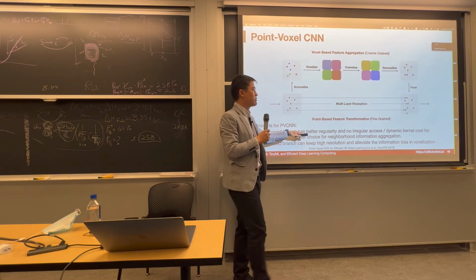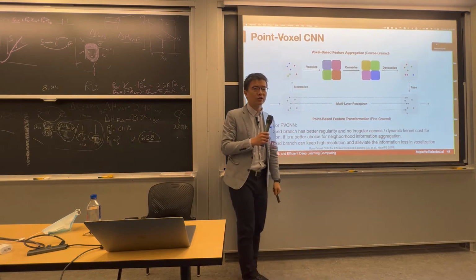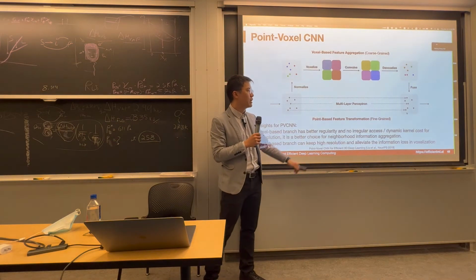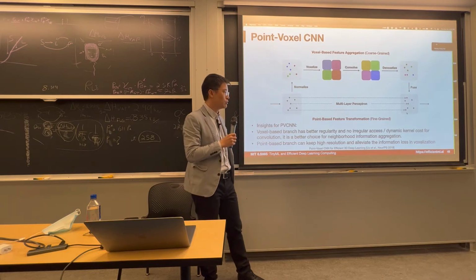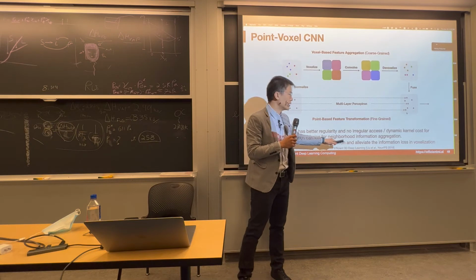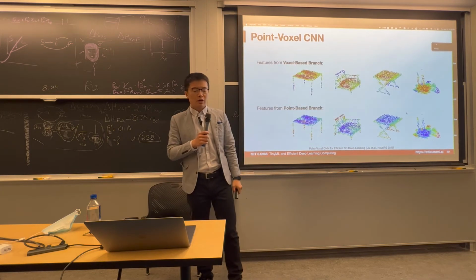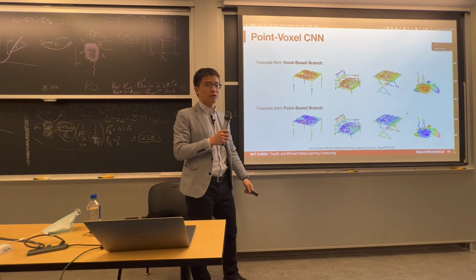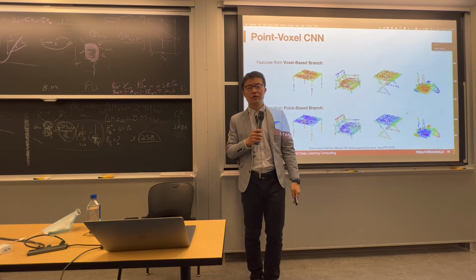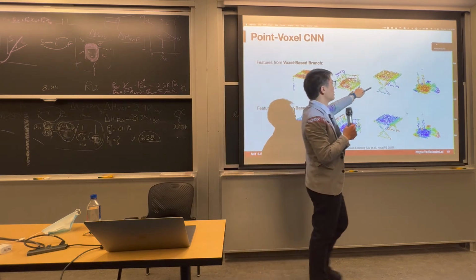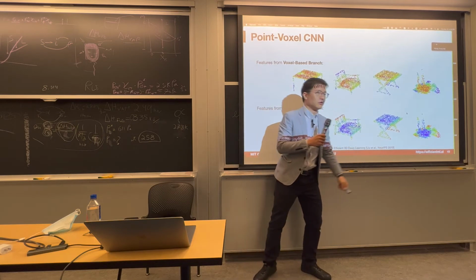The voxel branch has better regularity since it is dense with no irregular access. We don't have to generate these dynamic kernels. It's a better choice for neighborhood information aggregation since it is regular. But the point-based branch can keep very high resolution, since it is only representing those non-zero elements, and can alleviate the information loss from the coarse-grained voxel branch. So let's visualize the voxel branch versus the point branch. The point branch is exactly capturing those edges and details, versus the voxel branch, which is more coarse granularity, capturing the large areas and big pictures.